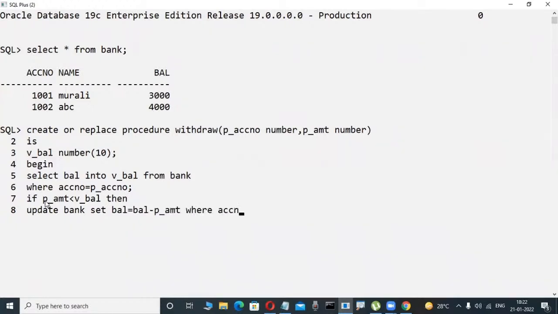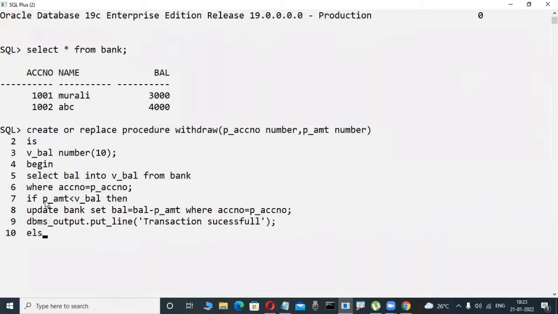Now check it out. Here I am writing a message, similar to Java. I try to display a message: your transaction is successful. Transaction successful. Don't worry about this one, just observe it here.